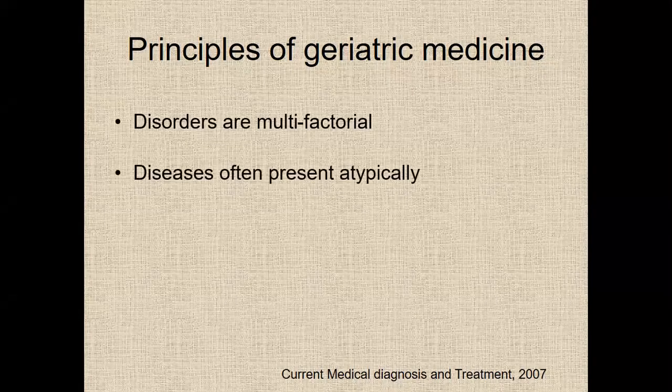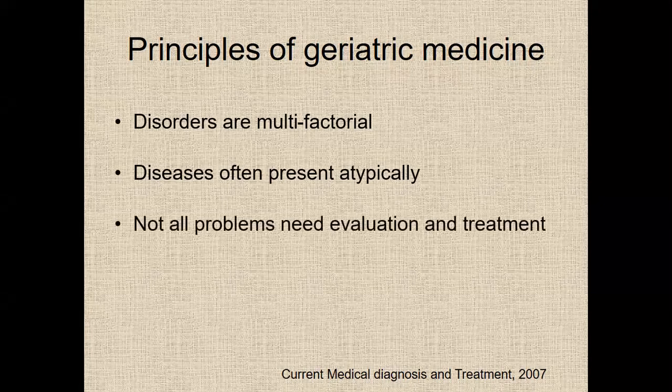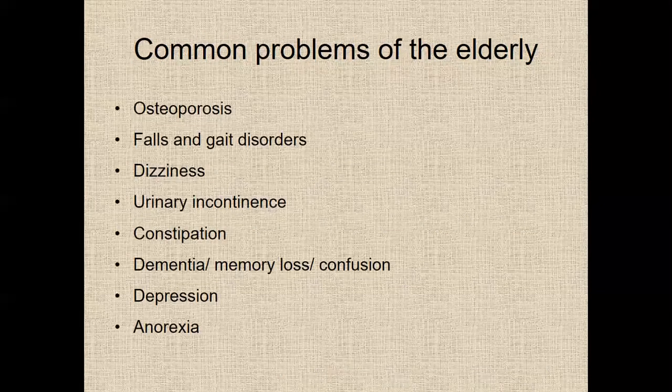We discussed that geriatric medicine is actually different. It's multifactorial, and diseases can also present atypically, and all the problems need to be evaluated, and polypharmacy should be avoided. What are the common problems of the elderly? Osteoporosis, falls, dizziness, urinary incontinence, constipation, dementia, depression, anorexia. So these are common problems of an elderly patient. So we need to know how we are going to evaluate these problems.